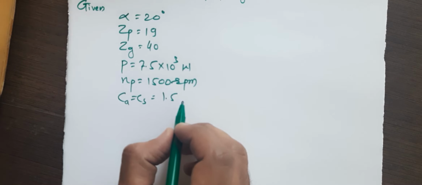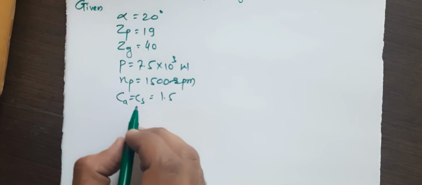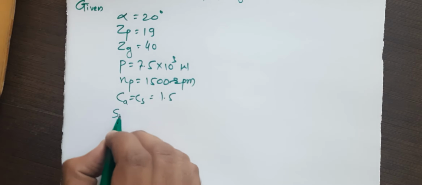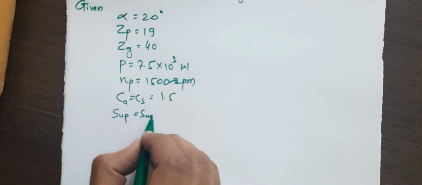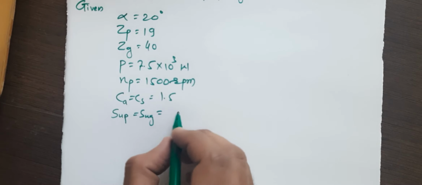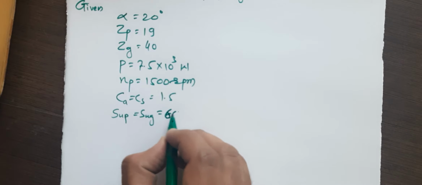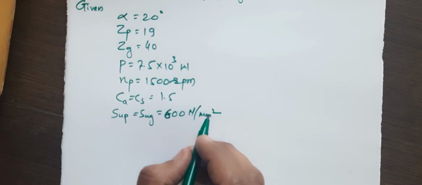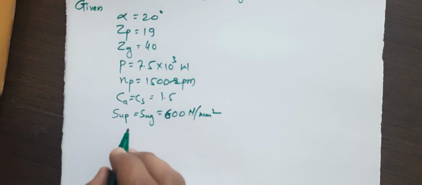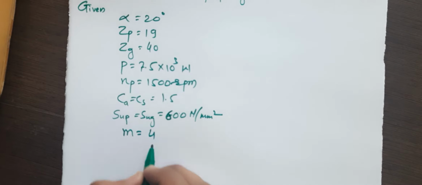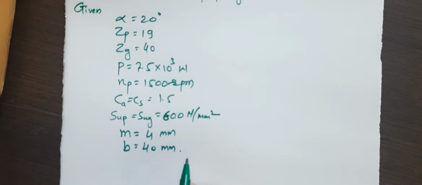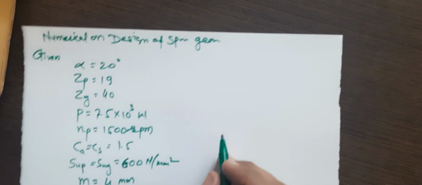The pinion as well as the gear are made of steel 40 C8, for which SUT is given as 600 Newton per mm square. So SUT for pinion and SUT for gear is given as 600 Newton per mm square. The module and face width are 4 and 40 respectively. Module is given as 4 mm and face width as 40 mm. Now this is the given data.